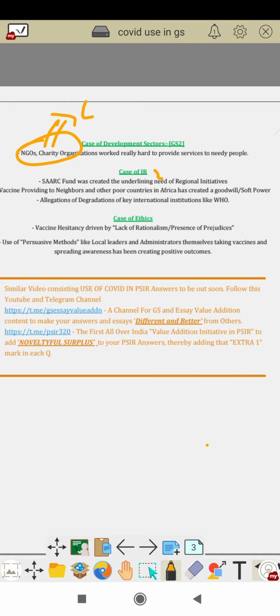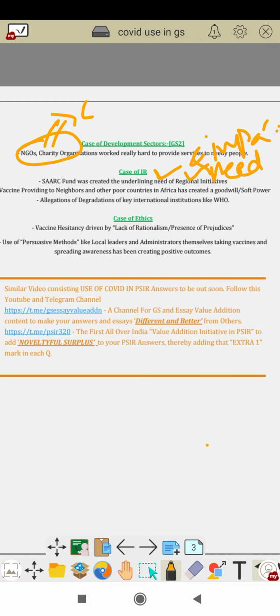Now, the case of IR. So, the SAARC fund was created during the pandemic, to facilitate COVID related measures across the members. So this can be used as a good example of regionalism. Along with that, it can also be used to highlight the need and importance of SAARC like regional initiatives.